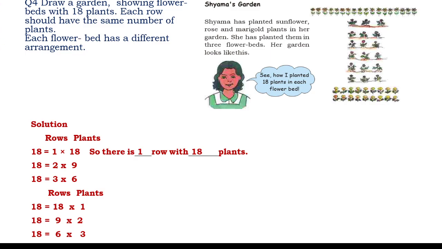Now look here children, here draw a garden showing flower bed with 18 plants. Each row should have the same number of plants. Okay, each flower bed has a different arrangement. So you can see here this question you have already done, this is your first question of tables and chairs chapter. So you can see here, see how I planted 18 plants in each flower bed. So here I have written the different arrangements. Okay, so go through this.